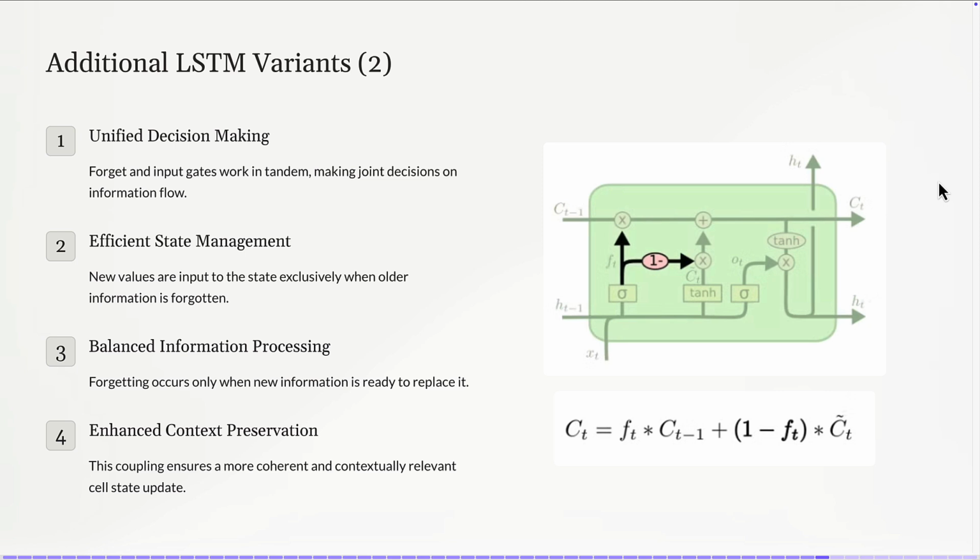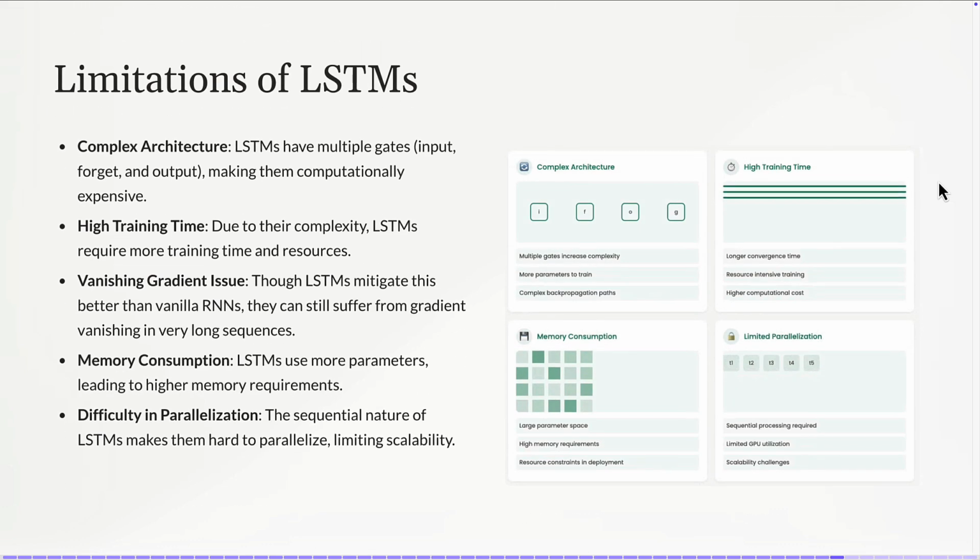Another one, here they have used forget and input gates working in tandem, making a joint decision on information flow. So they've taken here from the forget gate and multiplied by this value. They didn't take another sigmoid here, but they bring the information from here. I forget a little bit about this operator. But the most important thing now is the limitation of LSTM.